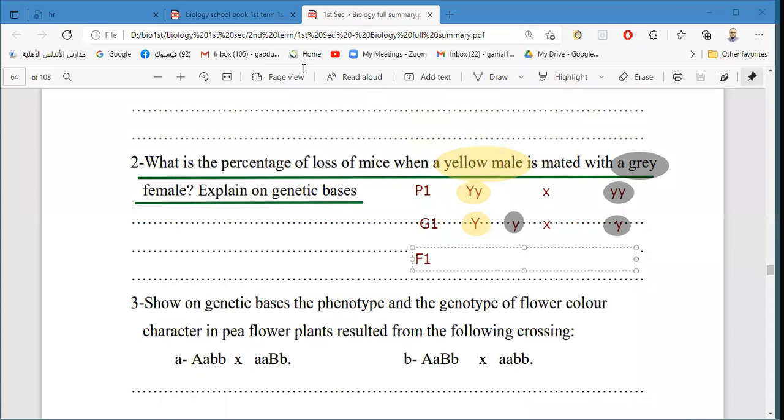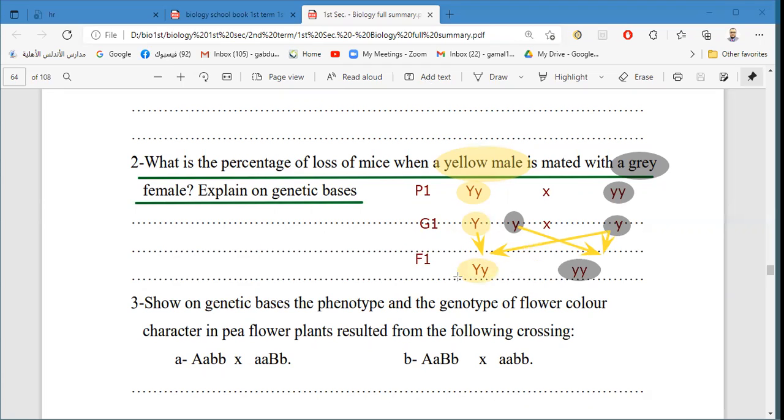We have two possibilities. Y capital comes with what? Y small. And the other possibility? Y small comes with Y small. So we have Y capital Y small, and Y small Y small. What is the color of this mice? Yellow, and this one is gray.